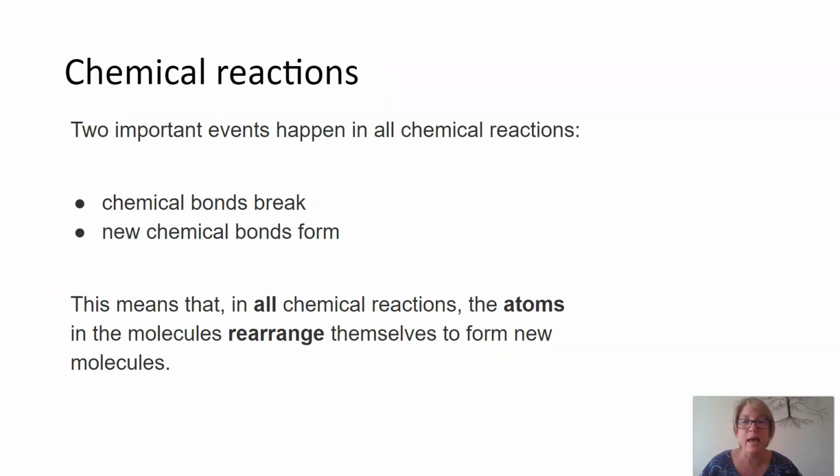So just a recap on chemical reactions. Two important events happen in all chemical reactions. One, chemical bonds break, and two, new chemical bonds form. So this means that in all chemical reactions, the atoms in the molecules rearrange themselves to form new molecules.